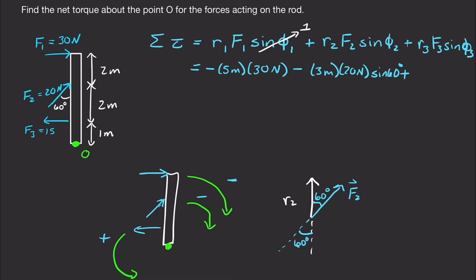And then for our third torque, we have F3 is just 1 meter away from the point O, and F3 should be 15 newtons. And it, again, is also 90 degrees. So if we add all these together, we get minus 150, and then minus 60 times sine 60 plus 15. So this gives you minus 187 Newton meters. Or you could write this as 187 Newton meters clockwise. Put a little arrow showing that your direction is clockwise, and then you can make it positive.